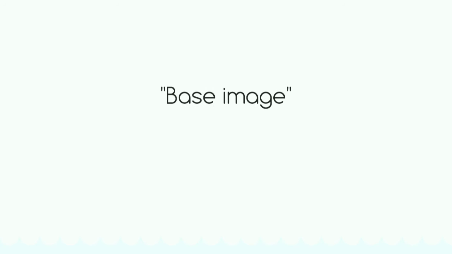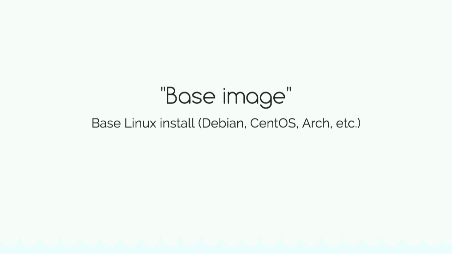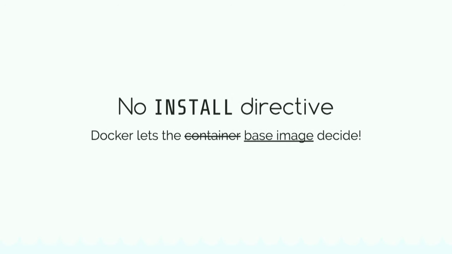You might also hear the phrase base image. Base images usually refer to the base Linux install that you're using, usually Debian or CentOS or Arch or whatever. But usually a lot of people use the phrase to refer to whatever image you start with. So the PHP Apache image will be our base image for this instance. You might notice another thing that's weird about Dockerfiles is there's no install directive. This is Linux. We're not going to specify how you're going to install stuff. We're going to let the base image decide how that works.